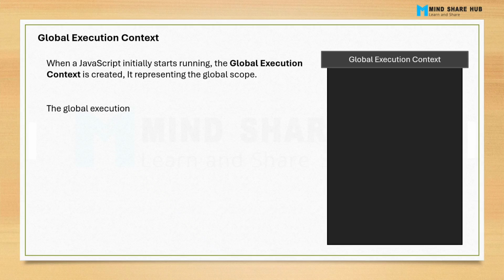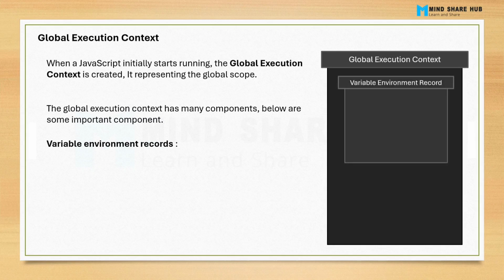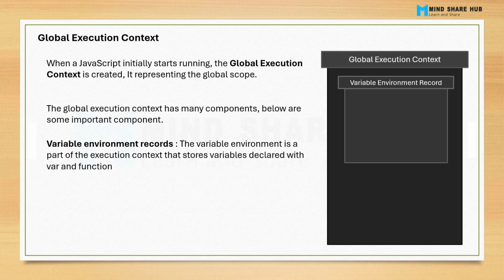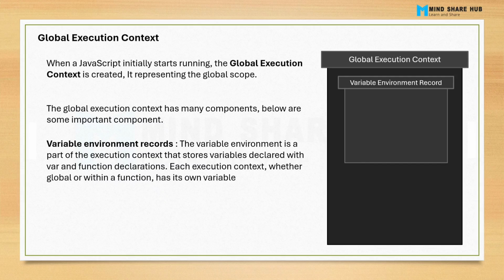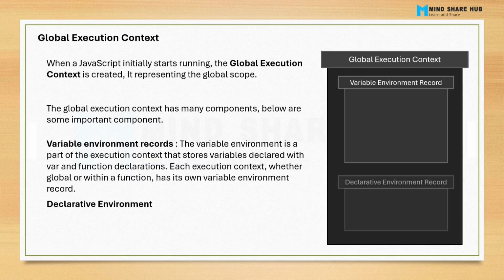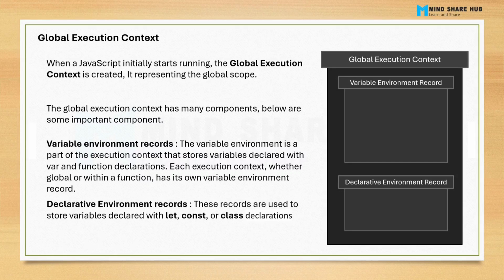The global execution context has many components. Below are some important components. Variable environment records: the variable environment is a part of the execution context that stores variables declared with var and function declarations. Each execution context, whether global or within a function, has its own variable environment record. Declarative environment records: these records are used to store variables declared with let, const, or class declarations.